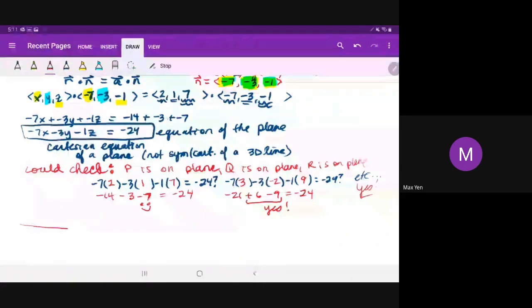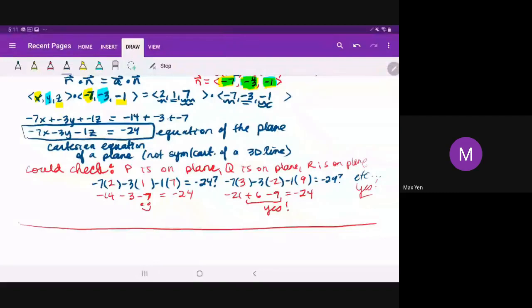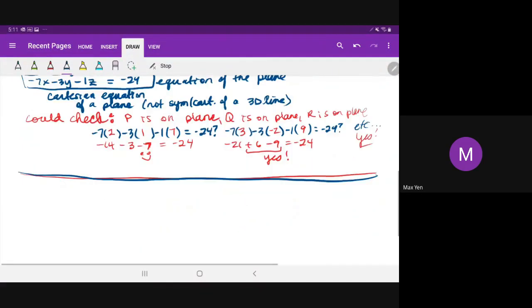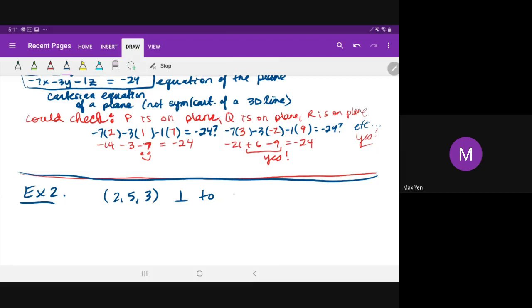Okay, so let me show you this one. You're going to like this one. This is like the super awesome one. So this is example 2, and this is the first couple questions they give you. They say, here's a point, 2, 5, 3. And then they tell you it's perpendicular to, and then they give you a vector. And they say, write the equation of the plane.